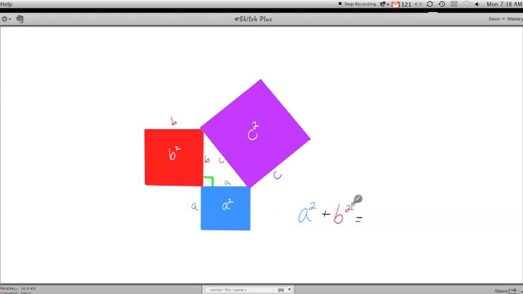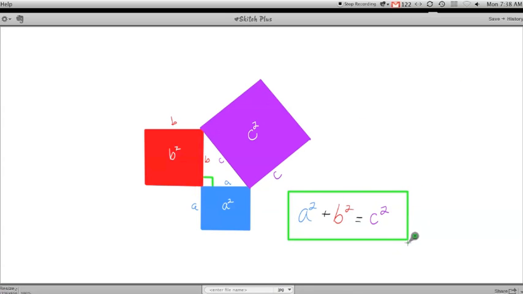Now if we take a squared plus b squared, that should be the same as the whole area of c squared. And that's what the Pythagorean theorem states. Now surprisingly, Pythagoras did not come up with this idea. This idea had been in practice in China and India. He just really came up with a great mathematical proof of it.